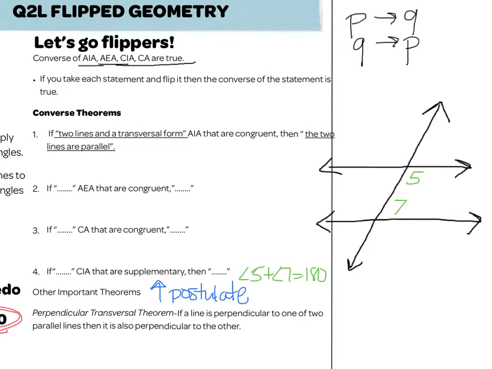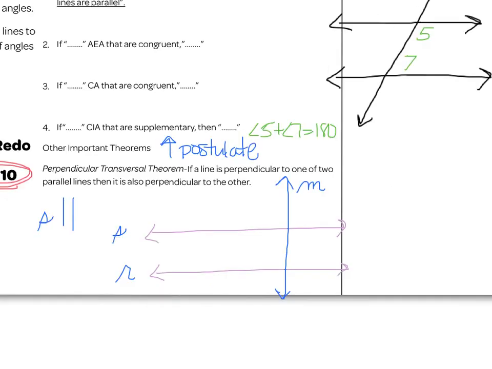The cool thing to take away from this is that all of these statements that we just wrote and practiced are converses, and we know what converses are, and they're all actually true. Here is another theorem that I thought would be really helpful this semester. It's called the perpendicular transversal theorem.